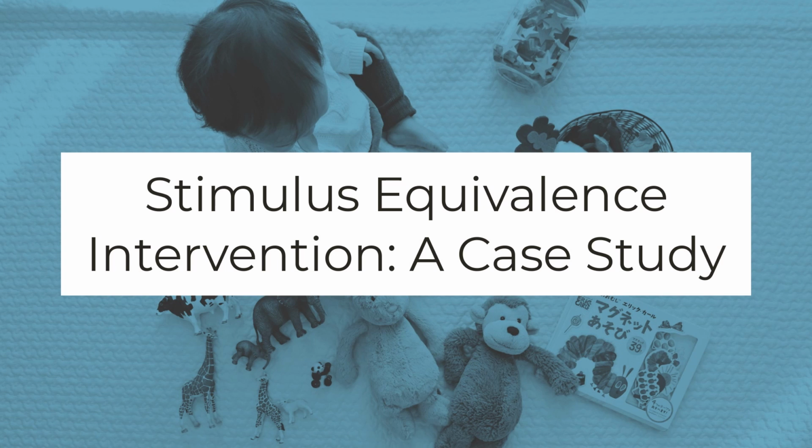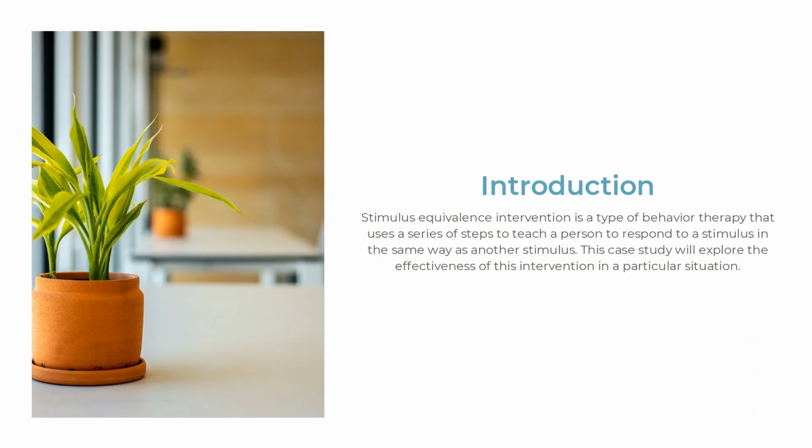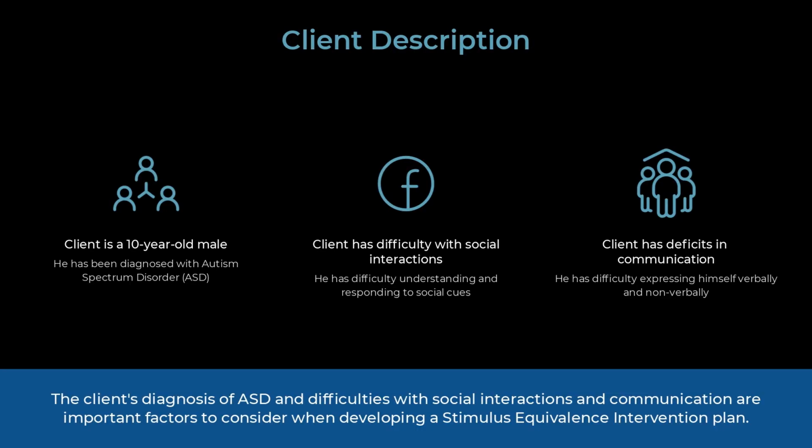Today we are going to look at study number 3, where we are going to talk about stimulus equivalence. Stimulus equivalence can be used in therapy through a series of steps where a client will learn to respond to a stimulus in the same way as another stimulus. This study is going to take a look at one case and how we were able to teach stimulus equivalence. A little bit about the client in this case.